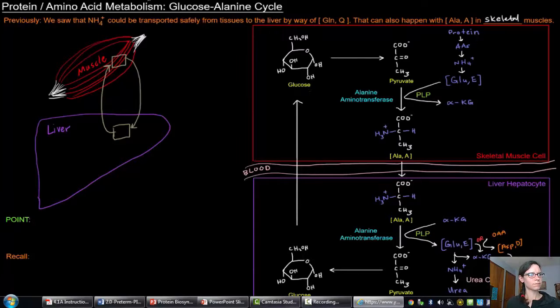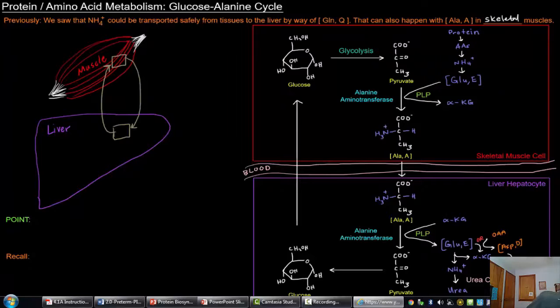So in the skeletal muscle cell, we're going to be talking about taking glucose and metabolizing it to pyruvate via glycolysis. Once we get that pyruvate, it will undergo a transamination reaction catalyzed by alanine aminotransferase. And the reason it's named alanine aminotransferase is because it's going to turn that pyruvate into alanine, because alanine is the alpha amino acid counterpart to pyruvate being an alpha keto acid.